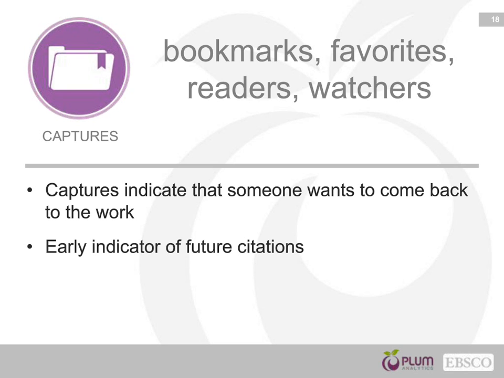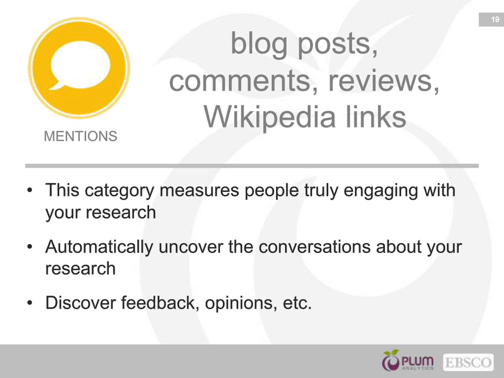The next category is mentions, and this is where the stories are hidden. This is where we're capturing when someone blogs about it, writes a Wikipedia article and links in the reference section to a book or to an article that someone else has authored, comments about it, book reviews. If you can gather this data automatically and put it in front of a set of researchers, you can start to discover where the conversations are and what they're saying, both good and bad.